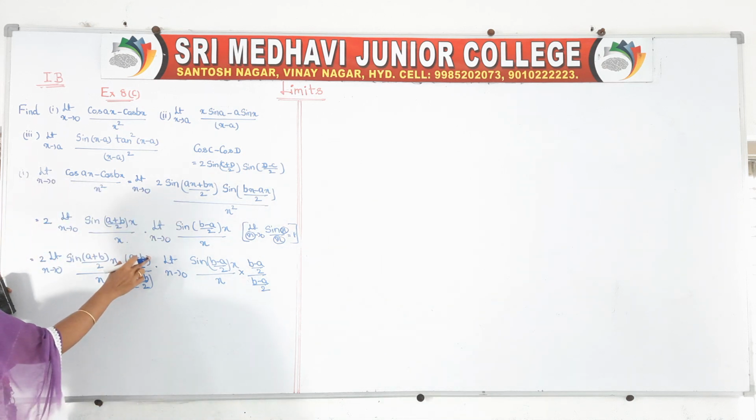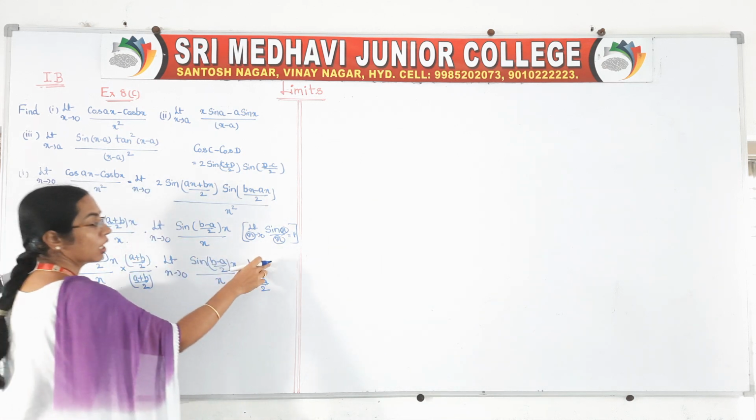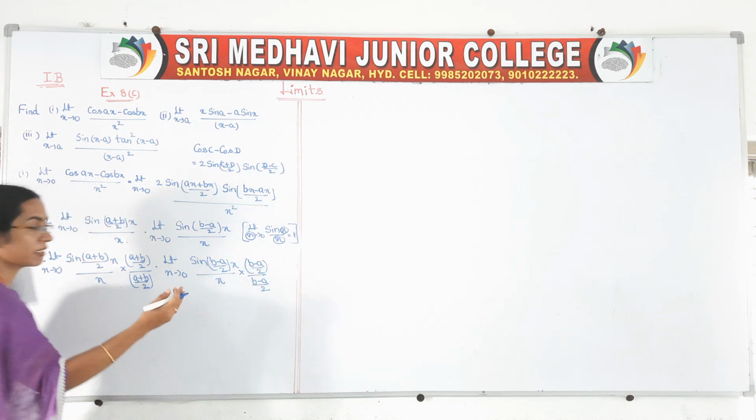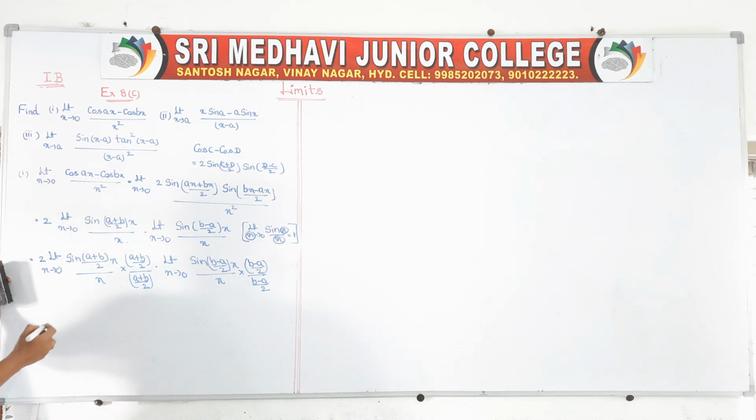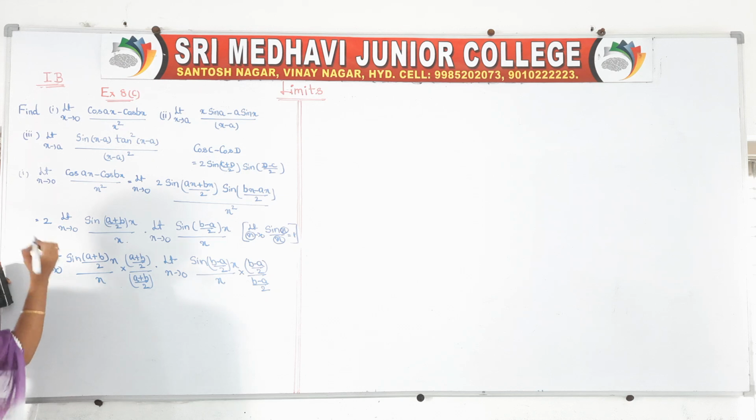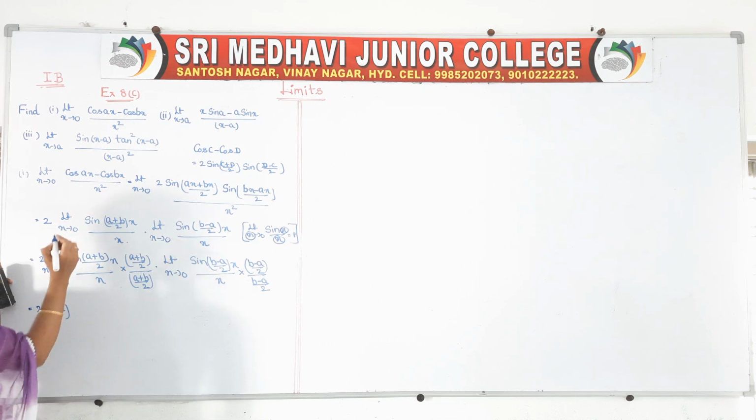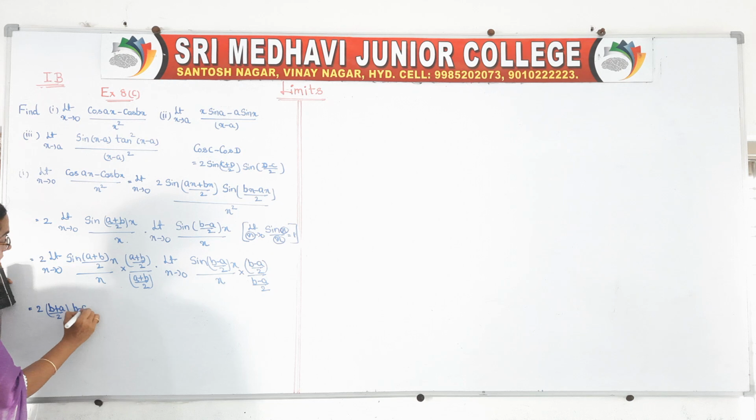Okay, so we don't want this (a plus b) by 2 and this (b minus a) by 2 inside, just take them outside. 2 into (a plus b) by 2, or (b plus a) by 2, both are the same. So you can write (b plus a) by 2 outside. Similarly, (b minus a) by 2 outside.